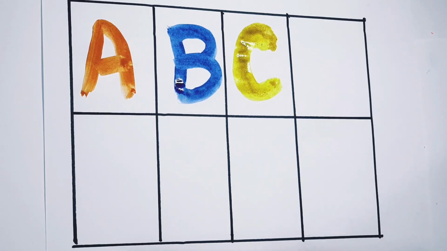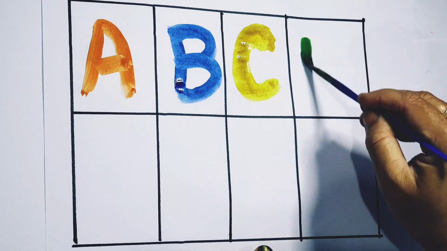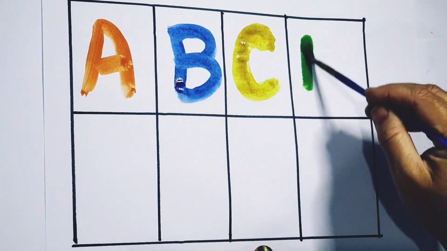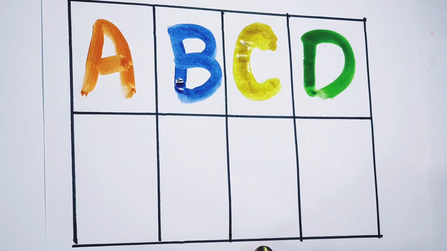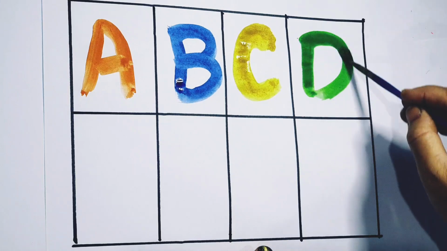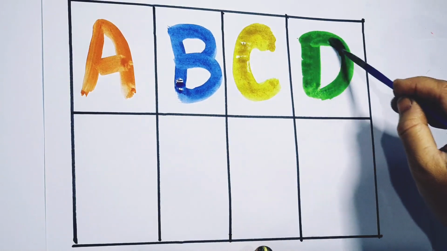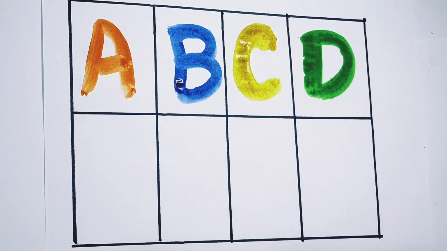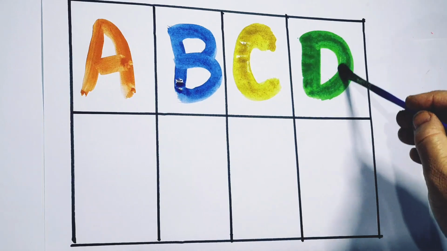Green color. D. D for dog. D for donkey. D for doll.